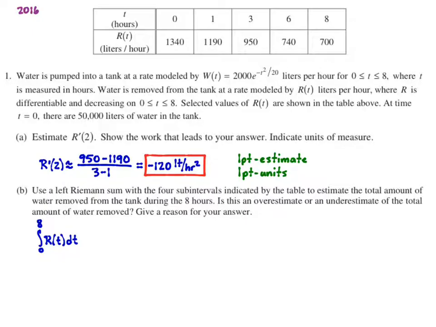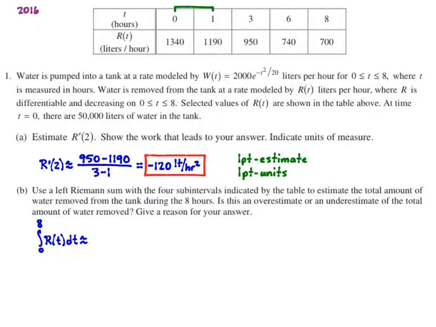Because we're only focusing on the out part, we don't need to consider W, because that is dealing with the amount that's being pumped in. So anyways, the integral from 0 to 8 of R of t dt, we're doing a left Riemann sum using the 4 subintervals to estimate this. So we're going to say approximately.